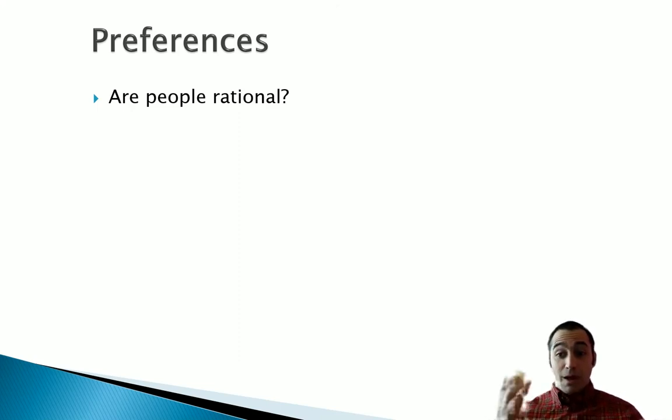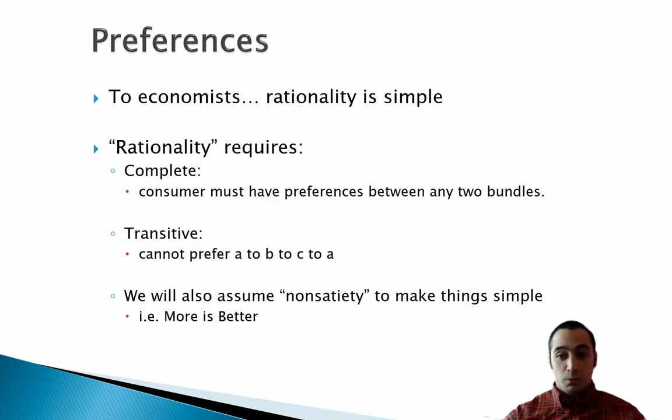So the reason I began with a discussion of rationality is because to economists, rationality is really simple. Although there's a colloquial definition of rationality that includes things like being circumspect, not being emotional, not putting yourself above others, things like this, in economics, rationality is a specific word that means two very simple things.